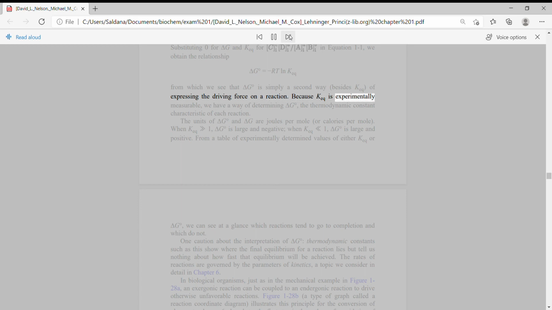Because Keq is experimentally measurable, we have a way of determining delta G degree, the thermodynamic constant characteristic of each reaction. The units of delta G degree and delta G are joules per mole, or calories per mole. When Keq is greater than 1, delta G degree is large and negative. When Keq is less than 1, delta G degree is large and positive. From a table of experimentally determined values of either Keq or delta G degree, we can see at a glance which reactions tend to go to completion and which do not.